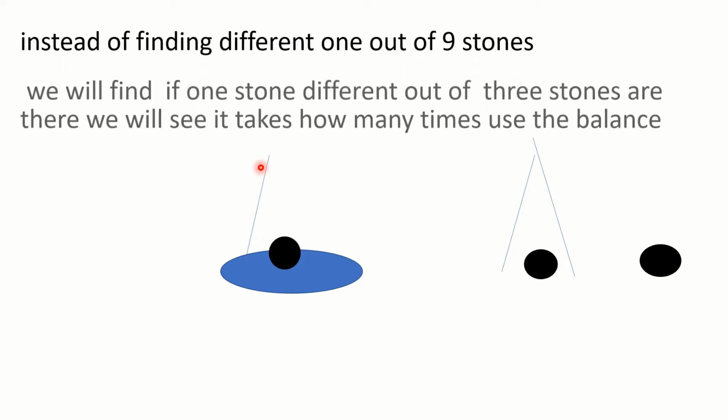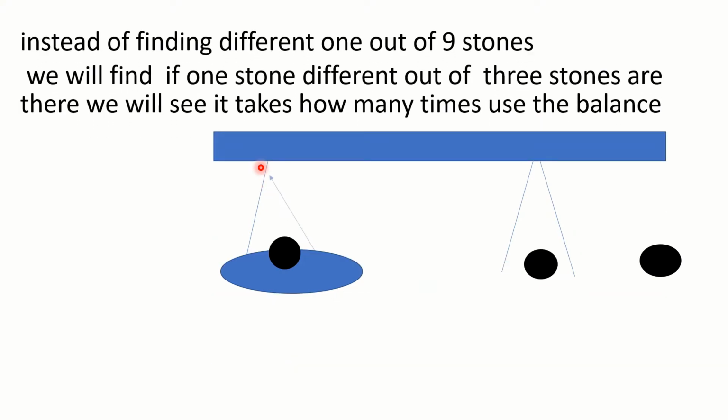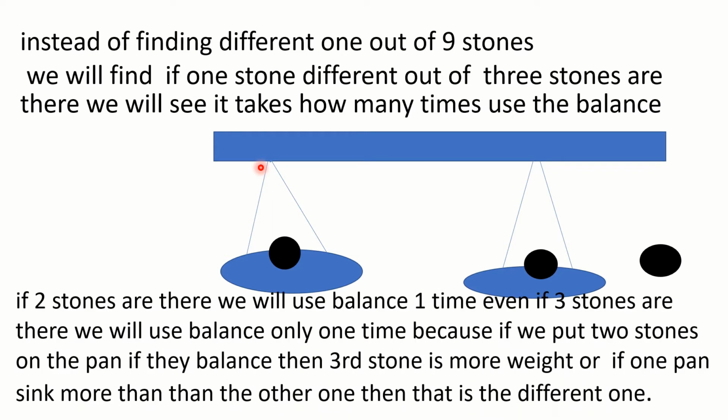But there is another approach where we can do this very easily. In just 2 weighings I can find the odd one out of 9 stones, using the simple balance 2 times. How? Before going to the 9 stones, I will explain the simple base case so that you will understand the 9 stones problem also.